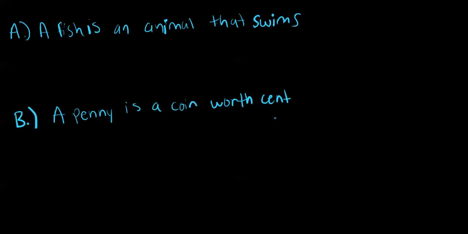Now we're going to look at an example of identifying good definitions. In example A, we have the statement, a fish is an animal that swims. To identify whether this is a good definition, we want to look and see if it can be reversible. So if we said an animal that swims is a fish, we can see that fish are not the only animal that can swim. So a whale is a counterexample. A whale is an animal that swims, but is a mammal, not a fish. So it does not have to be a fish. So A is not a good definition.